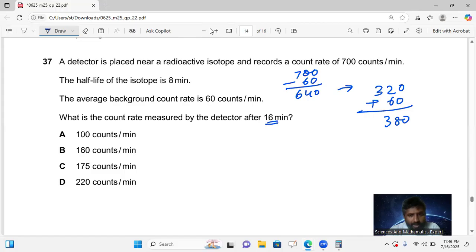380 is not right. Why? What is the count rate measured by the detector after 16 minutes? First half-life, 8 minutes. Okay, 320 has to go further, divided by 2 also, and that is 160. 160 is added to 60, then it is 220. Yeah, it's fine now. Do not stop after the first half-life, go for the second half-life also. So it is 220, D as the answer for question 37.